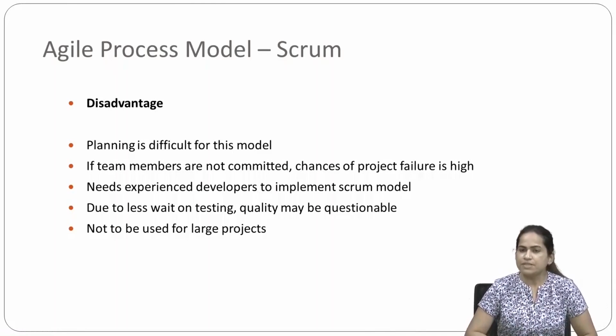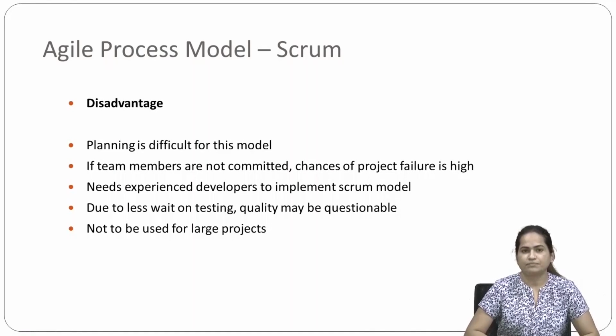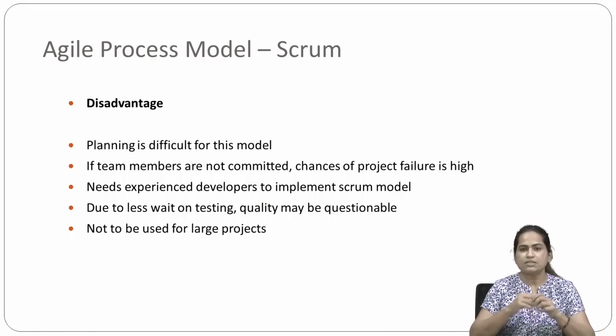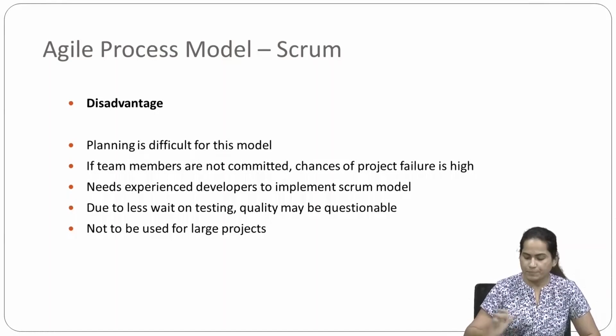Then some disadvantages are also there. Now what are those disadvantages? Planning is difficult for this model. If team members are not committed, the chance of project failure is high. It needs experienced developers to implement the Scrum model. Due to less weight on testing, quality may be questionable. As we have seen, we are not focusing more on testing, so what type of quality you will get is a point to consider. It is not to be used for large projects. So these are the disadvantages we have for the Scrum model.